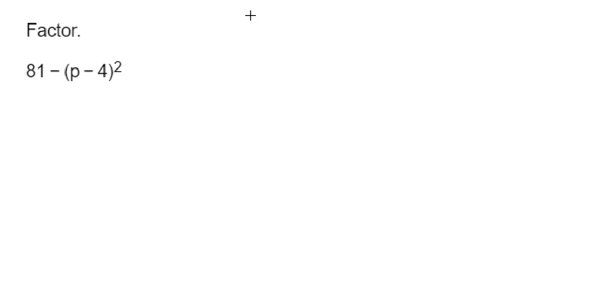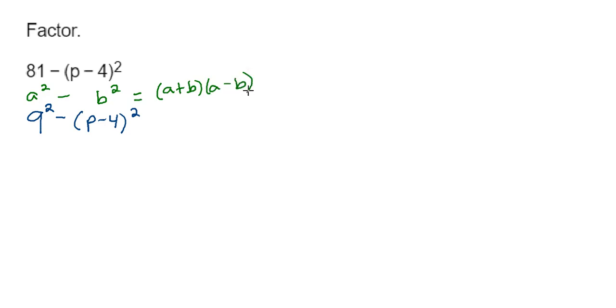We have two squares here, but one of the squares is a little bit more complicated. So let's rewrite the 81 as 9 squared minus (p minus 4) squared. So this fits the a squared minus b squared formula. Again, we've seen it in almost every single problem we've done in this video. This will factor as (a plus b) times (a minus b). I'm going to write it out this time because this one's a little more complicated.